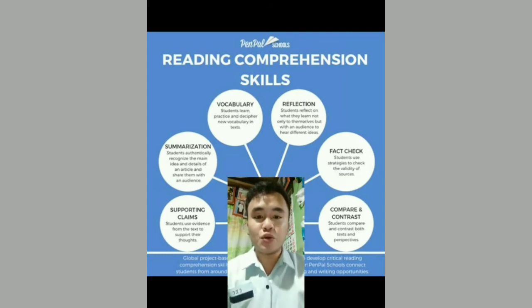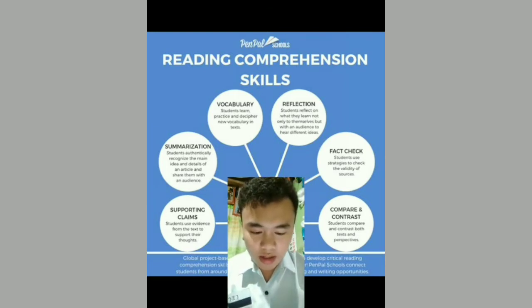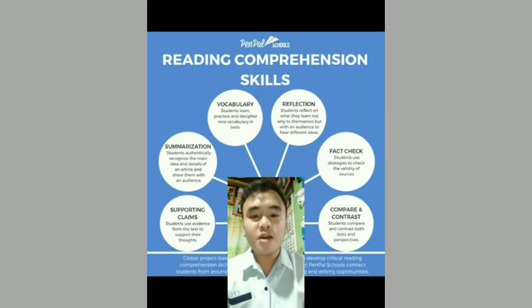So number 2 is summarization. Why is summarization important? It helps to develop reading comprehension. It is stated there that students authentically recognize the main ideas and details of an article and share them with an audience.